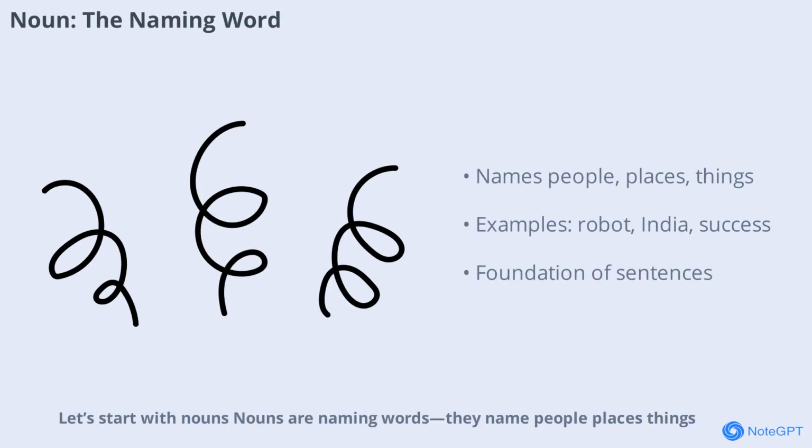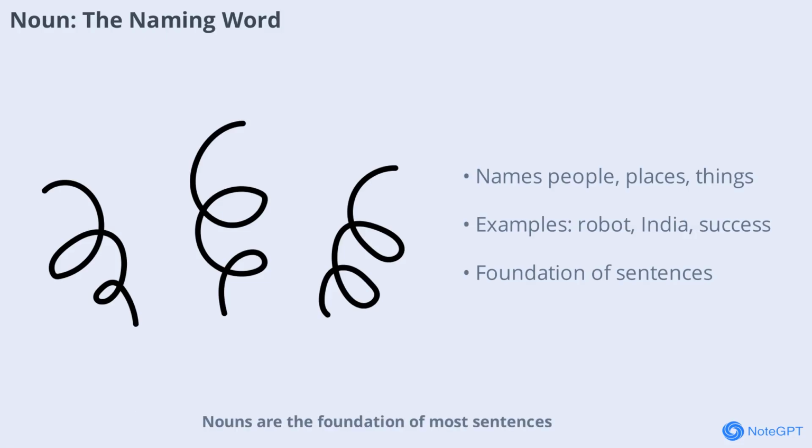Start with nouns. Nouns are naming words. They name people, places, things, or even abstract ideas. For example, robot, YouTube, India, and success are all nouns. Whenever you talk about something or someone, you're using a noun. In the sentence, "The robot loves studying English," both robot and English are nouns. Nouns are the foundation of most sentences, giving us the subjects and objects we talk about.